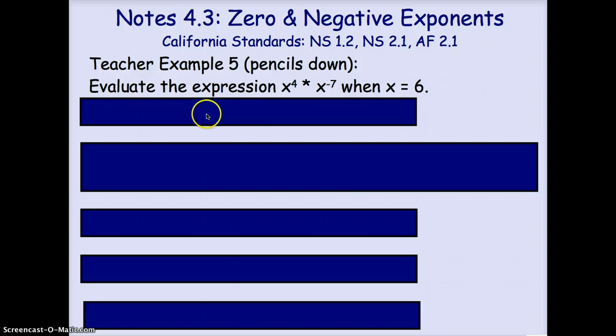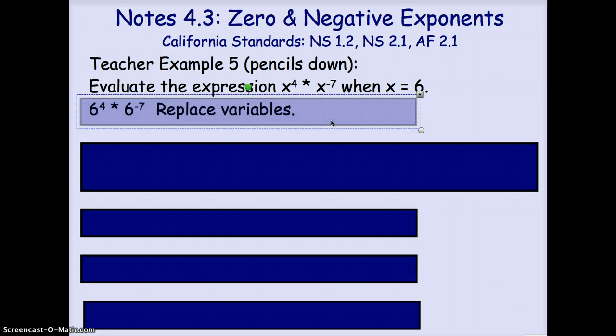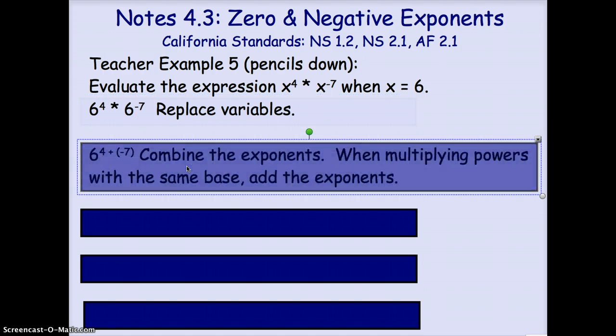Now, there's a few different ways to do this. You could combine these two even without knowing that x equals 6. So, if you wanted to, you could combine the exponents first and then plug in the 6, or you can plug in the 6 first, which is, of course, what they're going to have you do. So I have 6 to the 4th and 6 to the negative 7th now. I've replaced that x with a 6.